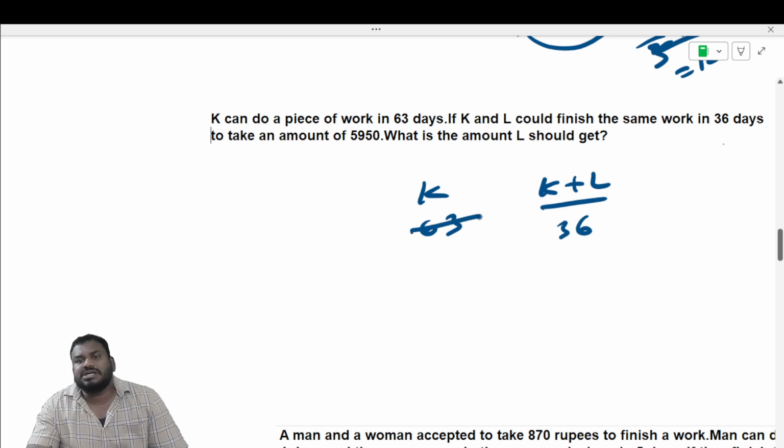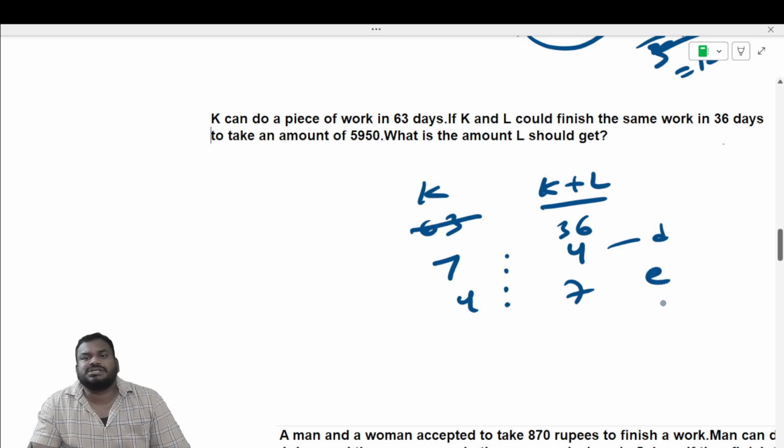So their efficiency: 7:4 is the days, so 4:7 is the efficiencies ratio. They took an amount of 5950 working 36 days. What is the amount L should get?